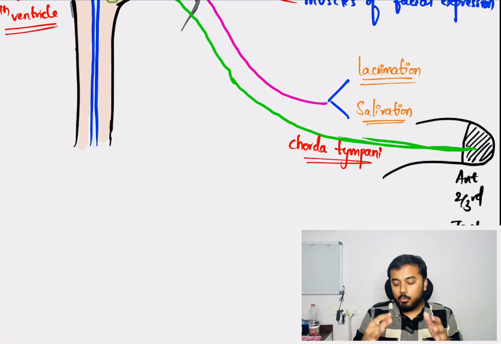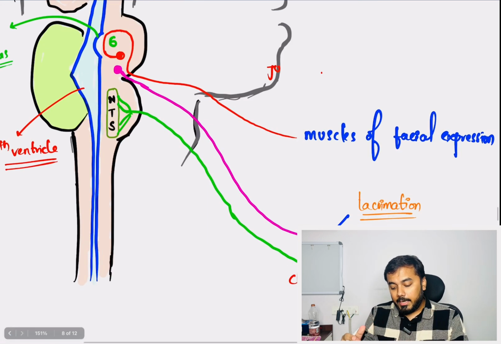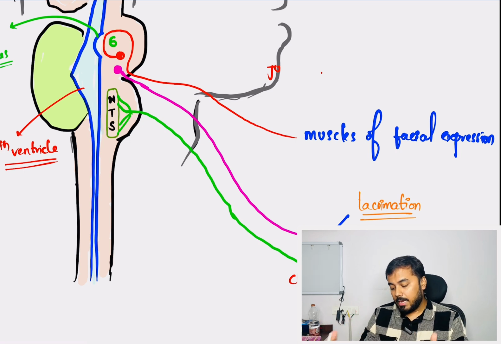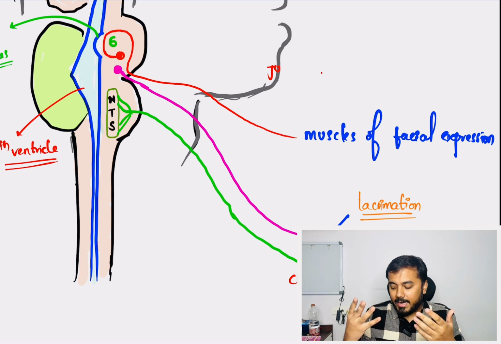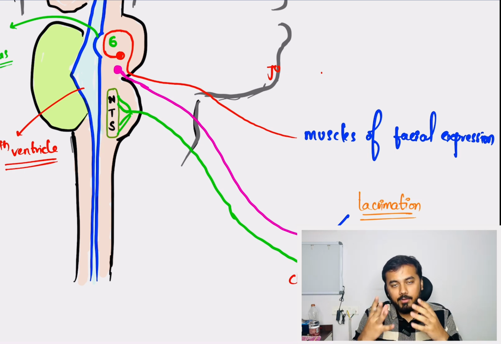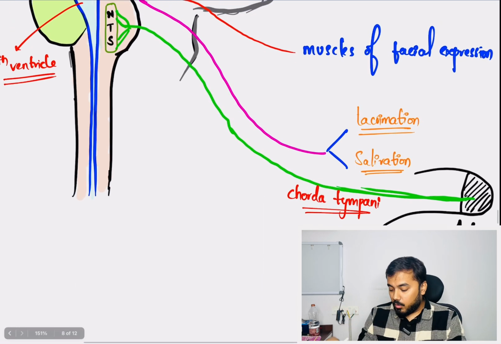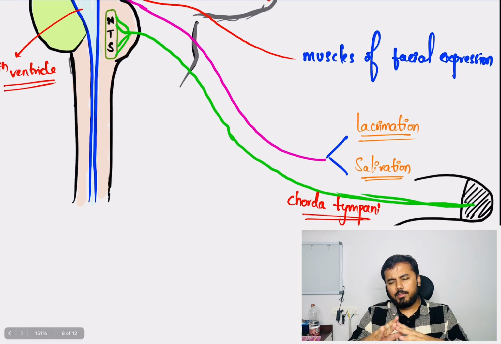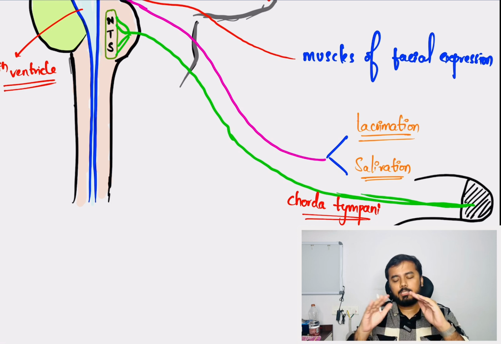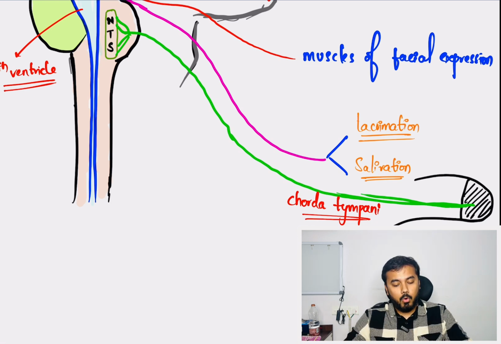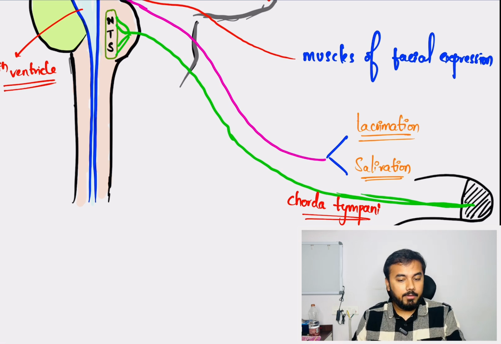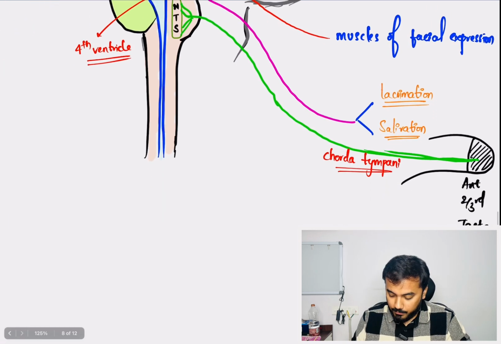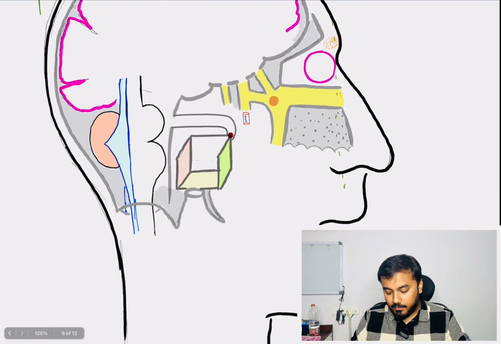Now how do these fibers innervate? How do these fibers branch? How do these fibers pass, and finally they cause lacrimation, salivation, and contraction of the muscles of facial expression? How do they innervate the muscles of facial expression, and how are the taste sensations carried? Everything we will discuss in detail step by step. So this is the basis for what I'm going to teach you right now. Okay, so the next important thing which I wanted to tell you is this one. Now once you are clear with this, let us dive into the topic.